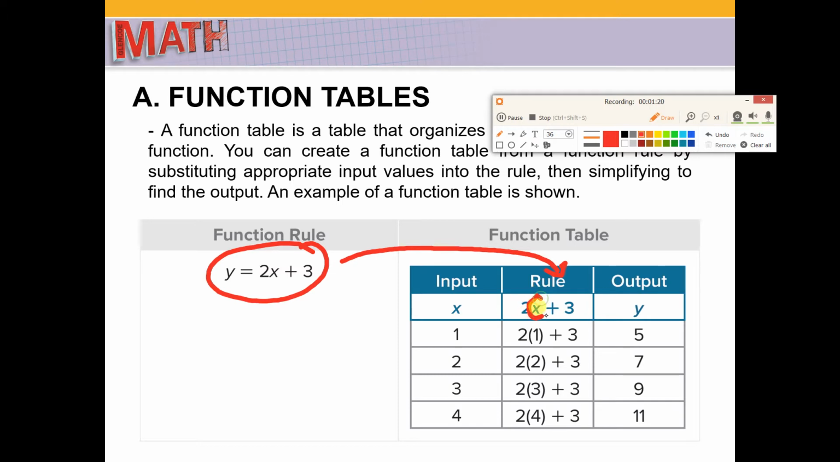If I exchange the x with the input values, in this case, if I substitute it with 1, I have 2 times 1, which is 2, plus 3. Then the answer is 5. And then I can continue doing that. If I substitute the x with 2, I'll have 2 times 2, which is 4, plus 3 equals 7. And then if I substitute 3, I'll have 2 times 3, which is 6, plus 3 equals 9. And then the last one would be 2 times 4, which is 8, plus 3 equals 11.